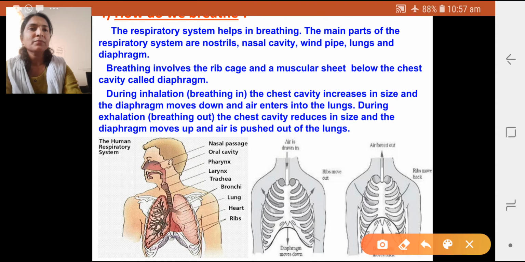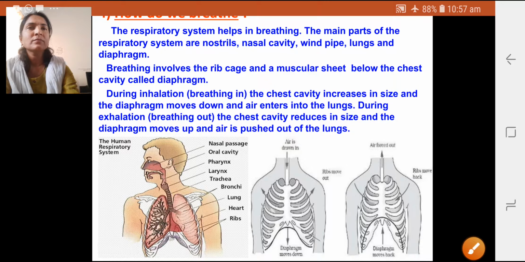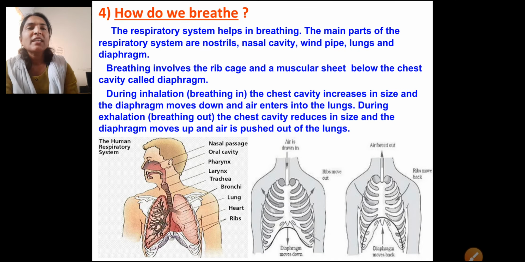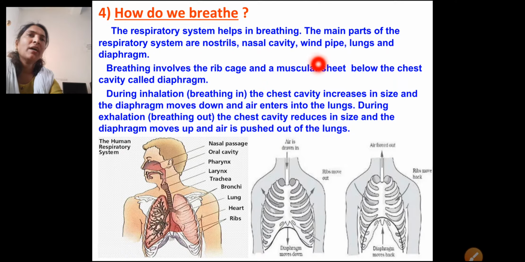So see here, the point respiration and the breathing. The respiratory system helps in breathing and the main parts of the respiratory system are nostrils, nasal cavity, windpipe and lungs with the diaphragm. Now see here, the respiratory system consists of main parts. In those parts we can write nostrils, nasal cavity, windpipe and lungs.